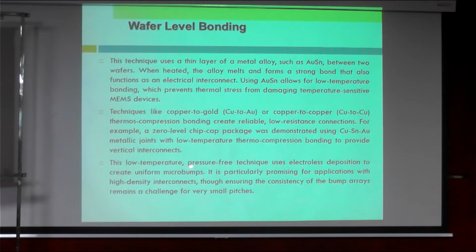So this low temperature, pressure-free technique uses electroless deposition to create uniform microbumps. It is particularly promising for applications with high density interconnects, though ensuring the consistency of the bump array remains a challenge for very small pitch. So we know that we have a solder bump, but making the solder bump is also a challenge, and connecting at the nanoscale or microscale is another challenge.